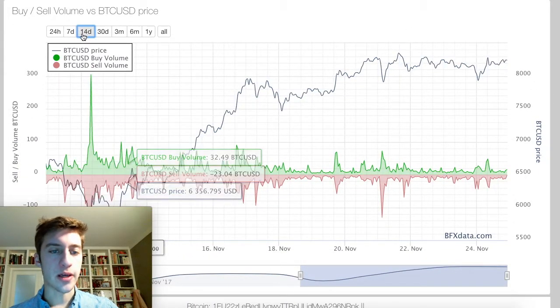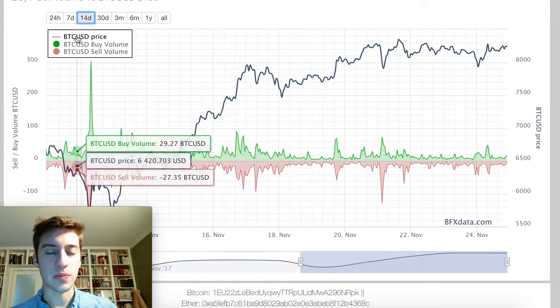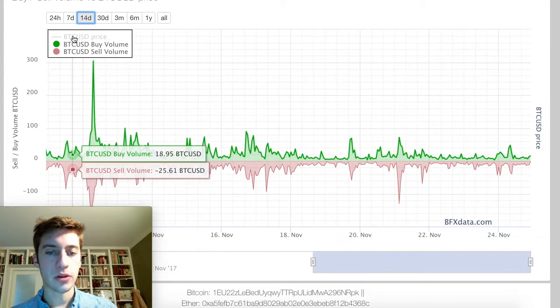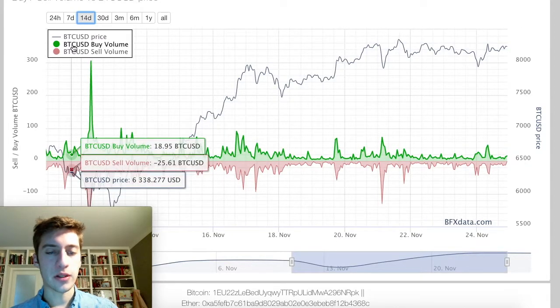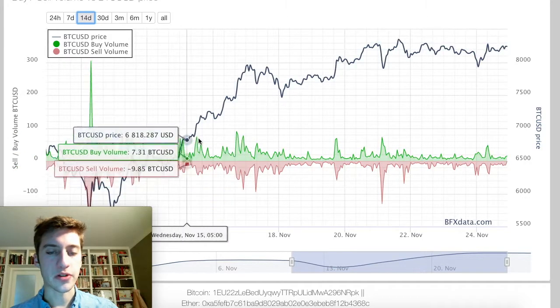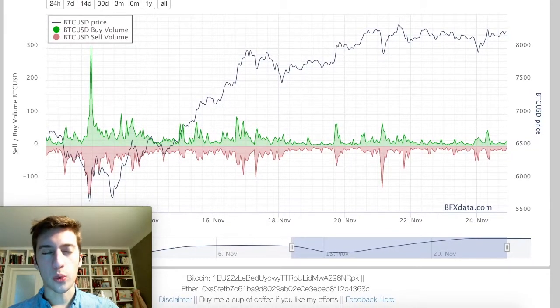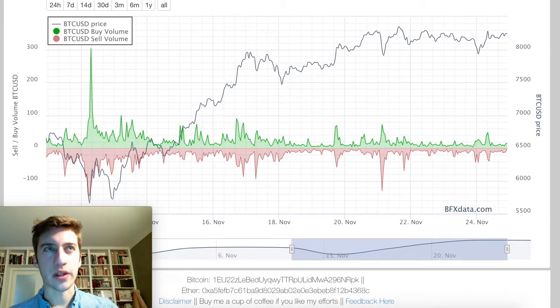So I have the 14-day. And basically what you need to know about this is the Bitcoin price right here. This is buy volume, and then this is sell volume, in red, buy volume in green, which corresponds to the price in real time. Okay, so as you might be wondering, well, what does buy and sell volume look like in a healthy trend, and what does it look like in an unhealthy trend?